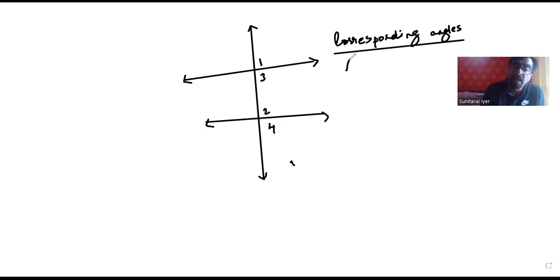So remember, angle 1 and angle 2 is one pair of corresponding angles. Angle 3 and angle 4 is another pair of corresponding angles.